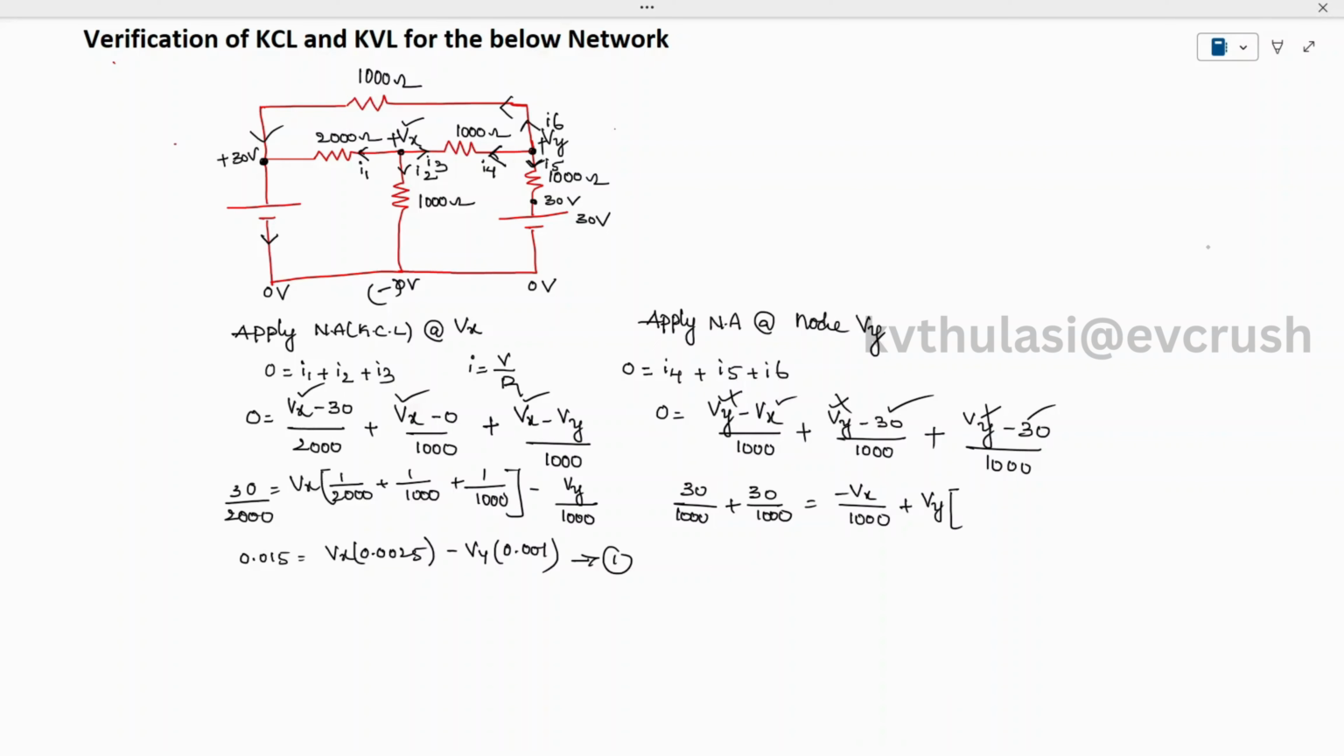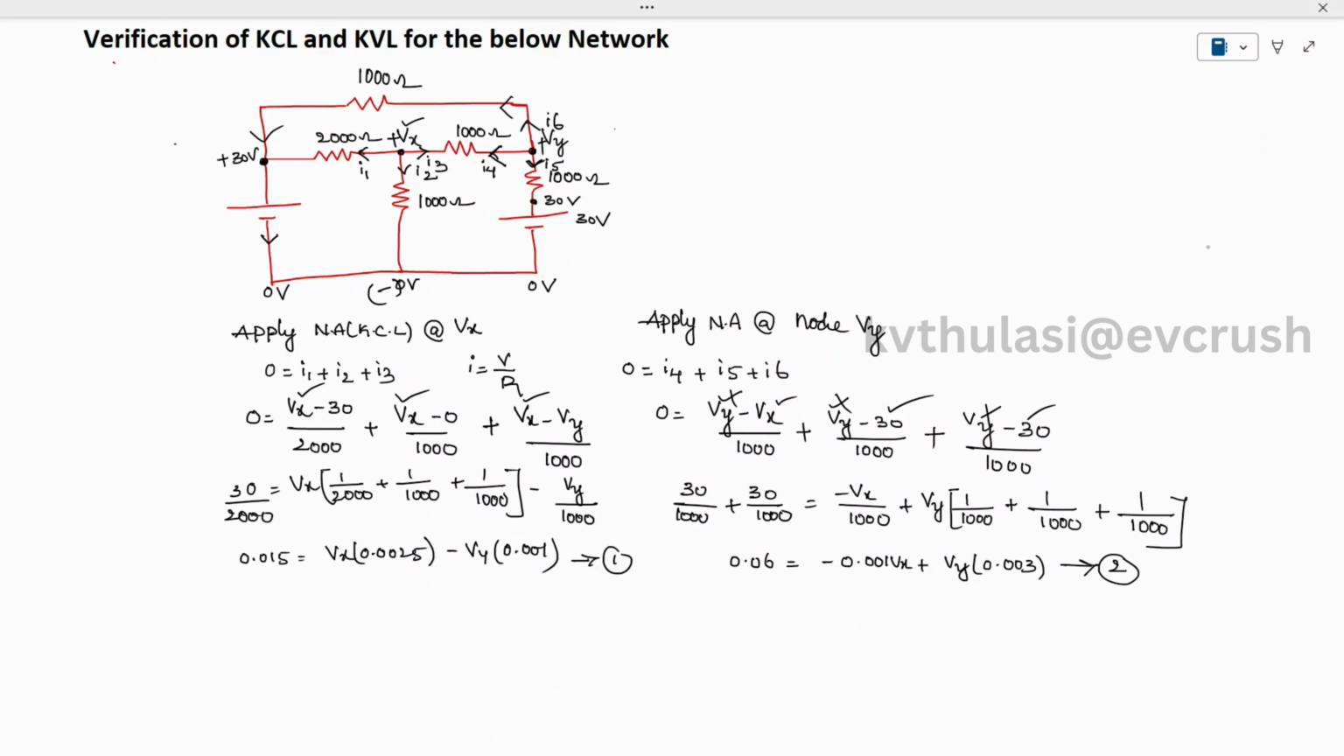Plus Vy times 1 by 1000 plus 1 by 1000 plus 1 by 1000. So when you use your calculator, then you are going to get it as 0.06 equals 0.001 Vx plus Vy of 0.003. So this will be equation number 2.